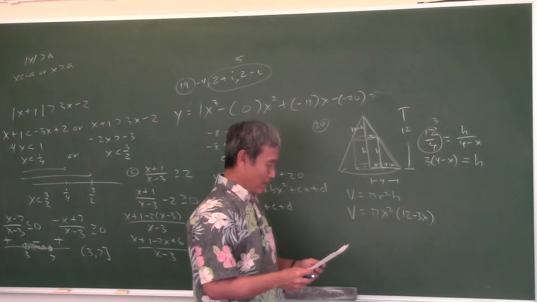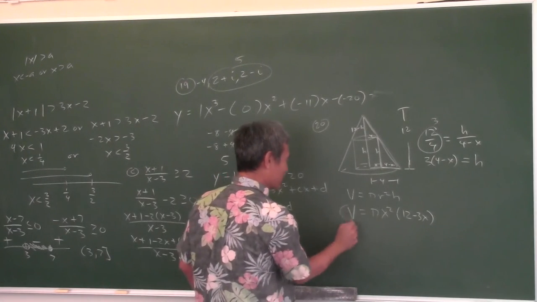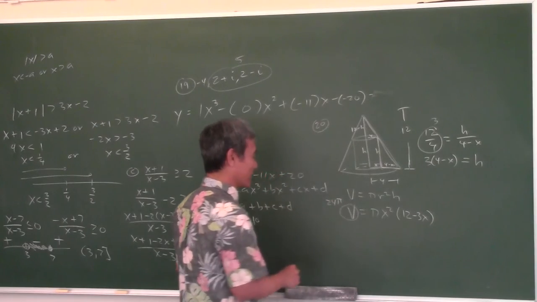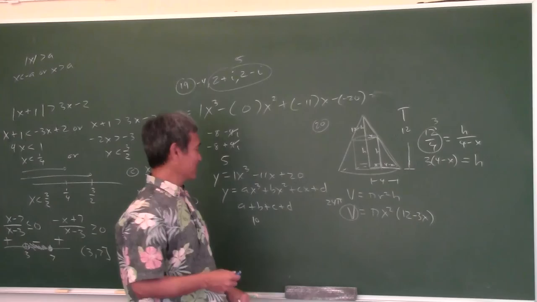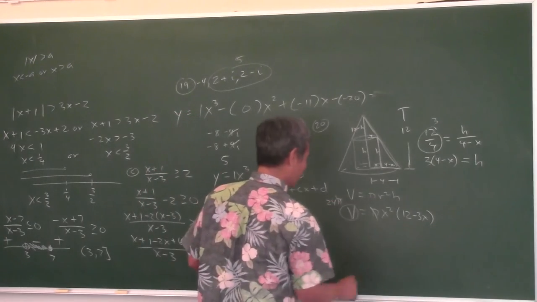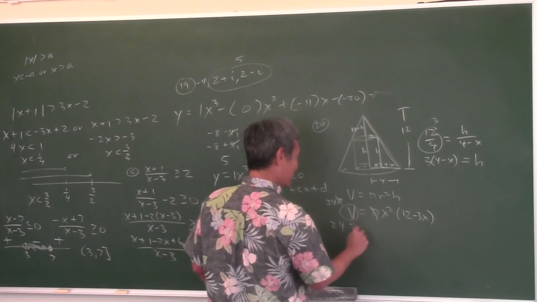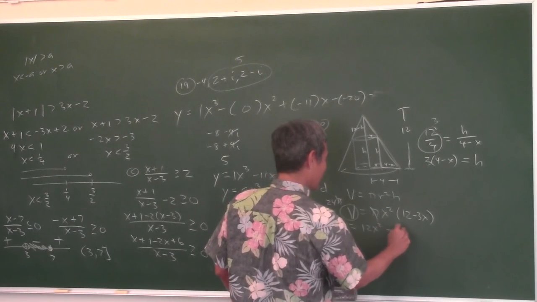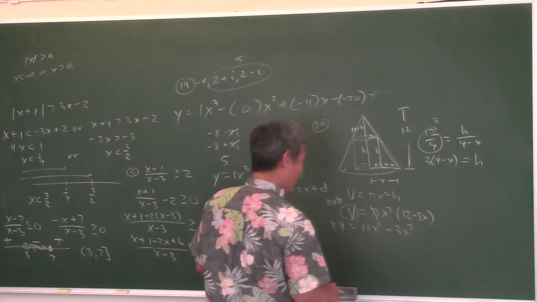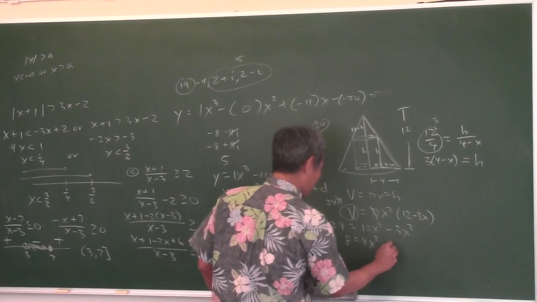Okay, now part B. For what values of x is the volume equal to 24 pi? So what you do is you set the volume equal to 24 pi. Solve this equation. Do we remember how to solve equations? Well, I hope so. Divide both sides by pi. Multiply out, so 24 is equal to 12x squared minus 3x cubed. Hey, I can divide by 3. 8 equals 4x squared minus x cubed.